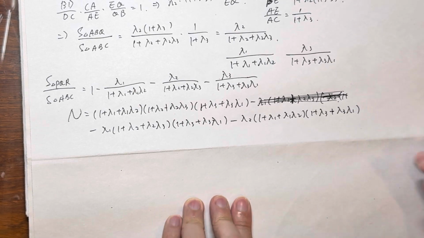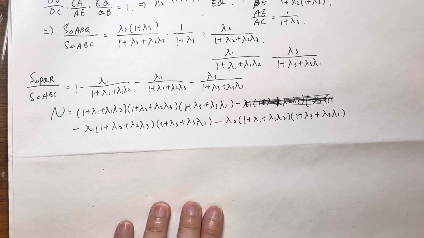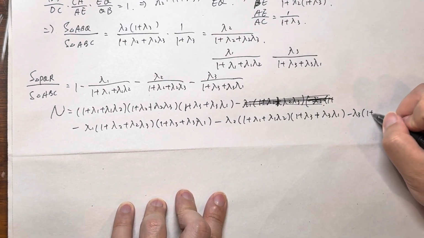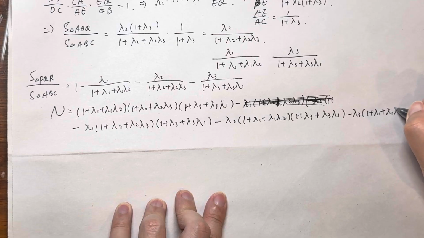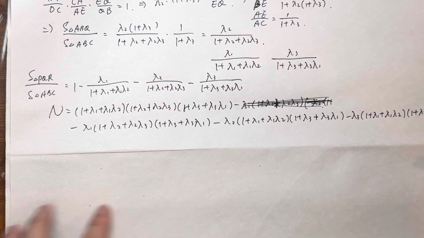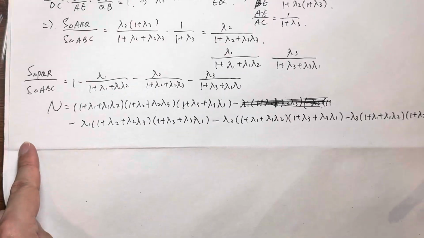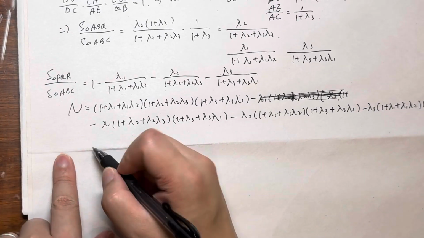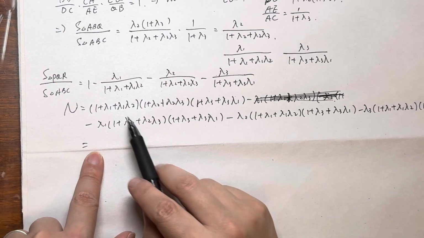And then minus lambda 3 times (1 plus lambda 1 plus lambda 1 lambda 2)(1 plus lambda 2 plus lambda 2 lambda 3). Okay, I'll move this forward when we calculate this. So it equals... Think about this one.